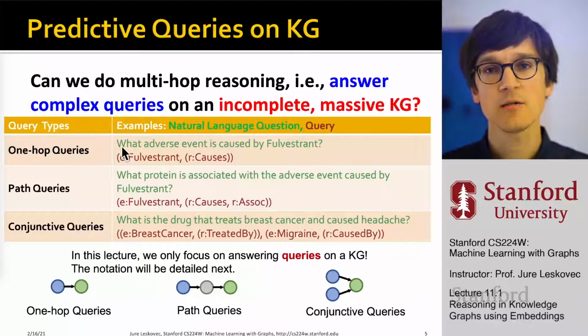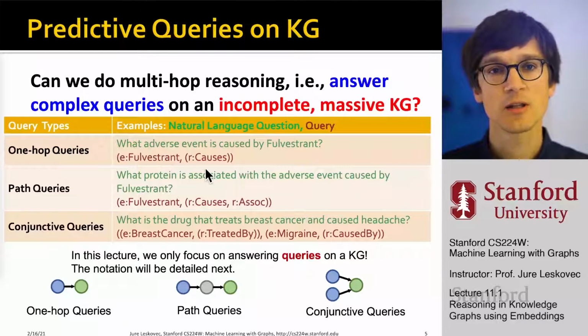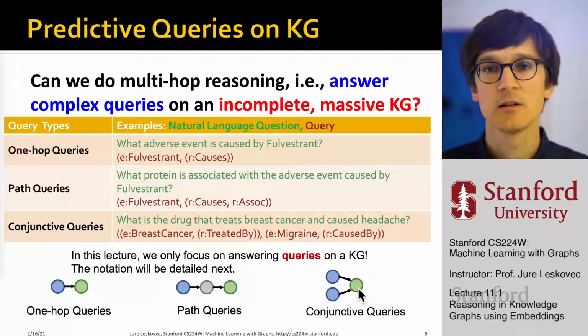So you can write these questions in natural language. You can write them in this kind of formula, but you can also write them in terms of their graph structure, right? A one-hop query says start with an entity and make a step along a relation. Path queries say start with an entity, make a step along one relation, and then make a step along the other relation, like causes and associated. And this one says start with breast cancer and move across the treated by relation, and start with migraine and move across the relation caused by, and whatever entity you end up with, that's the answer to your question.